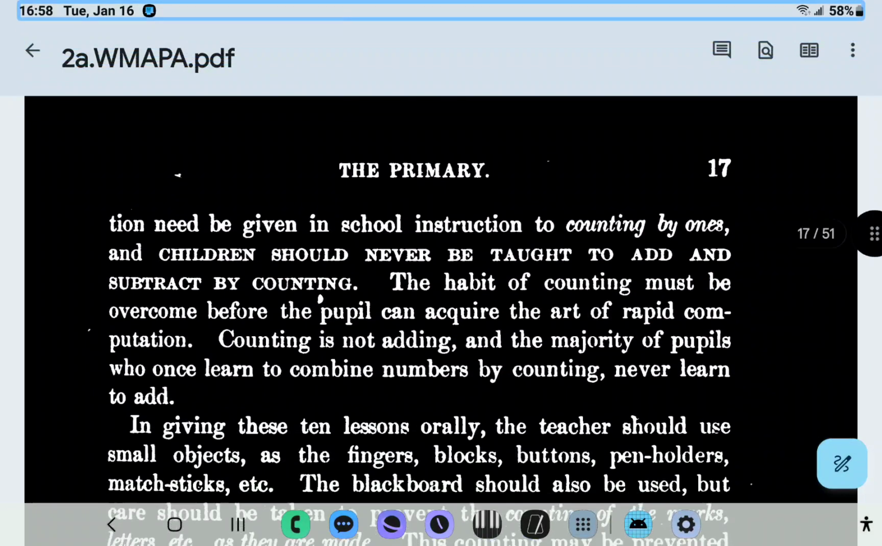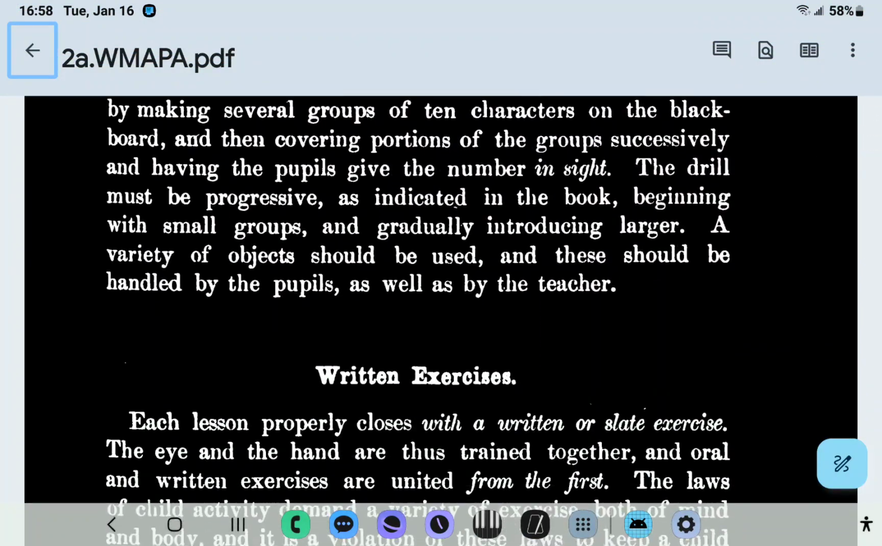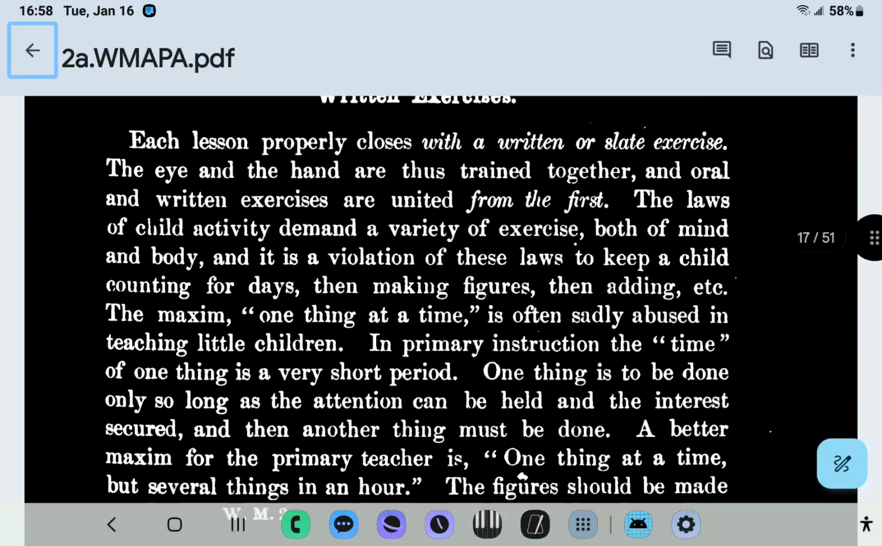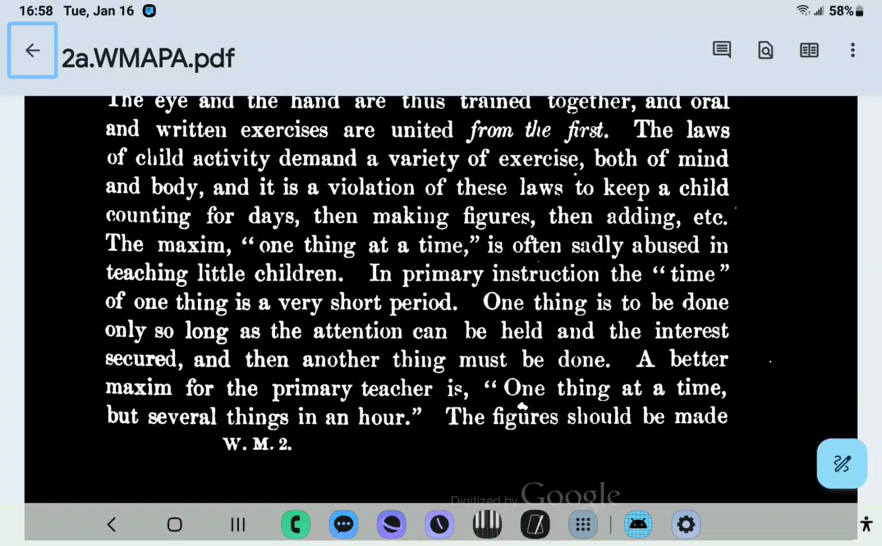Page 17. It's going to come down here. So, with the written exercises showing, at least I can kind of see where the reading comes up to.